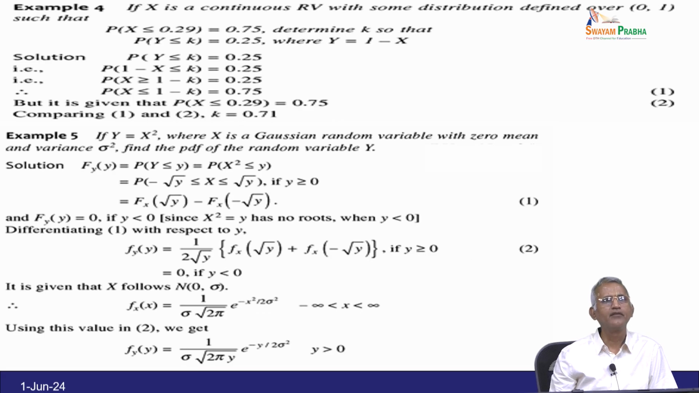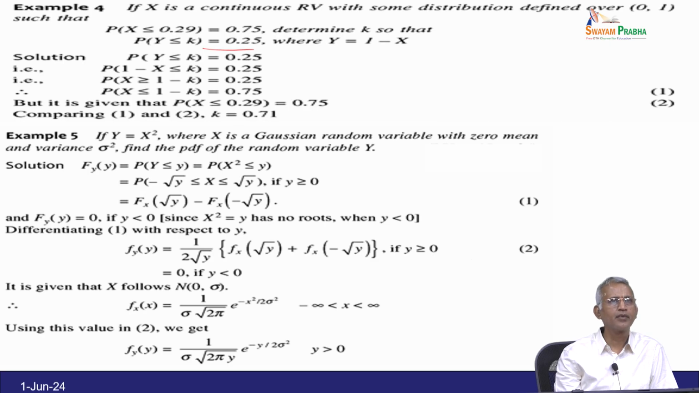Next example, if x is a continuous random variable with some distribution defined over 0, 1 such that probability of x less than or equal to 0.29 equal to 0.75 is given, determine k. Therefore, probability of y less than or equal to k is 0.25, where y equal to 1 minus x.